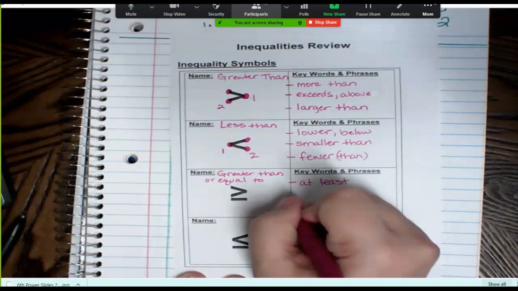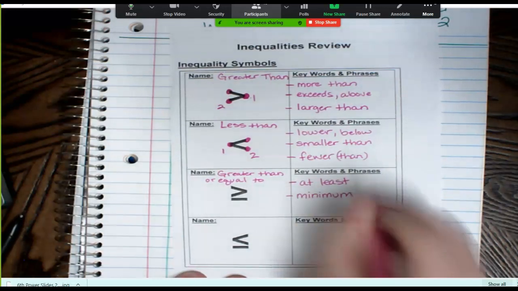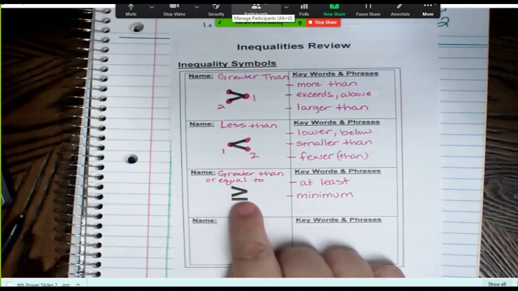Another one, minimum. Again, if I used my hands to help me, I have to be a minimum of this tall to ride the ride. That means I need to be exactly this tall or bigger, right? Exactly or bigger. Greater than or equal to.